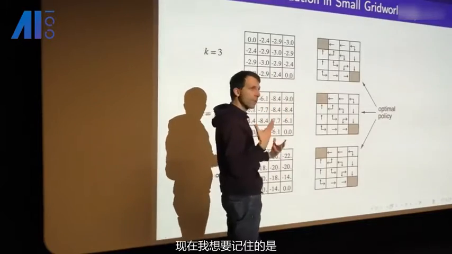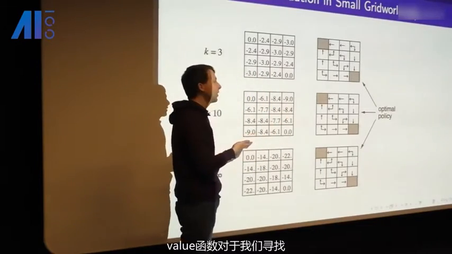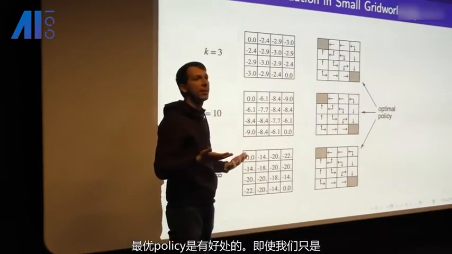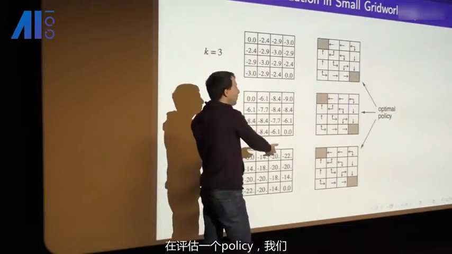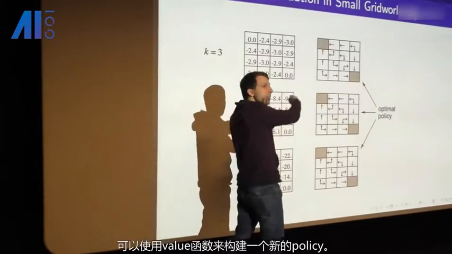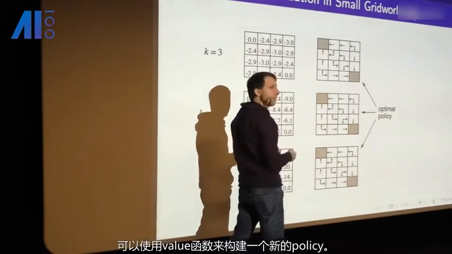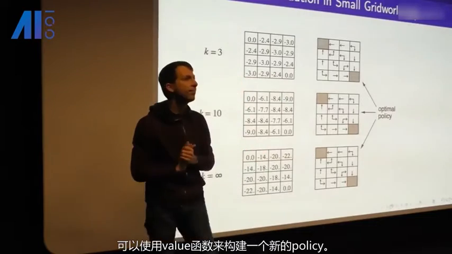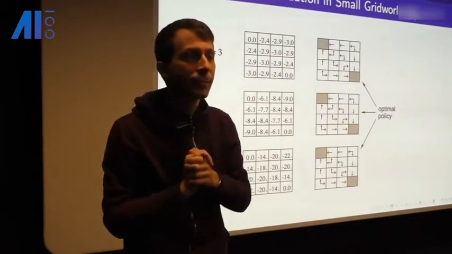But the main thing I just want you to have in your head for now is that the value function helps us figure out better policies. Even though we were just evaluating one policy, we can use that to build a new policy by acting greedily. Is that clear?